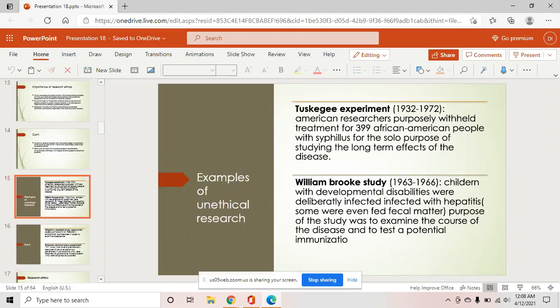Willowbrook study, 1963 to 1966. Children with developmental disabilities were deliberately infected with hepatitis. Some were even fed fecal matter. The purpose of the study was to examine the course of the disease and to test potential immunization.